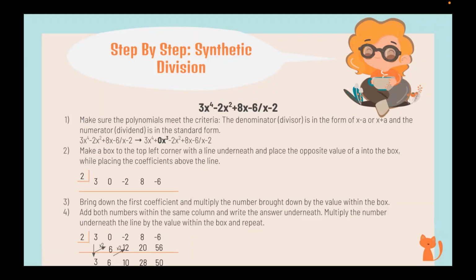6 times 2 would be 12. Negative 2 plus 12 is 10. 10 times 2 is 20. 20 plus 8 is 28. 28 times 2 is 56. And 56 plus negative 6 would get us 50. Based on the numbers underneath the line, we should have got 3x cubed plus 6x squared plus 10x plus 28, with a remainder of 50. We should always keep in mind that the last number would be the remainder. So since 50 is the last number, it would be the remainder.